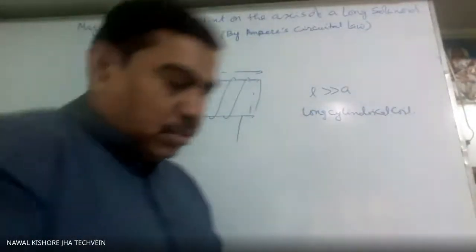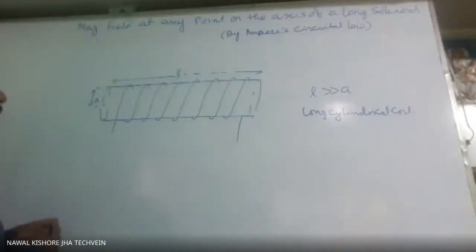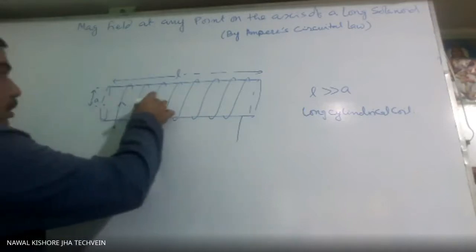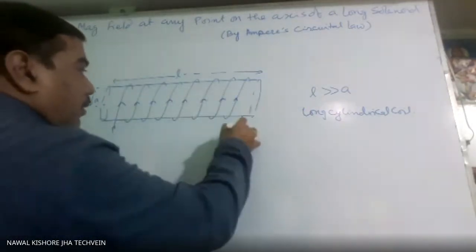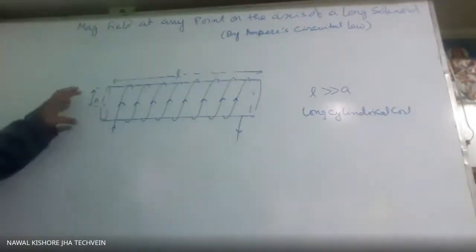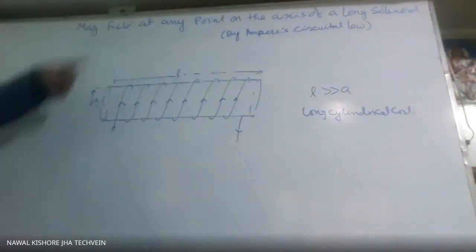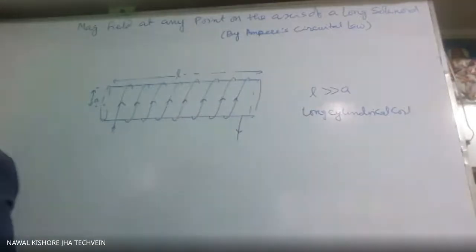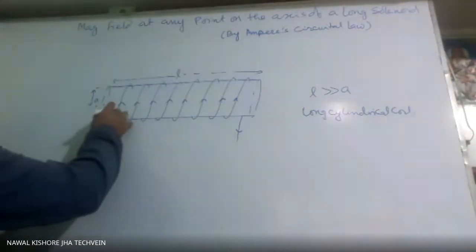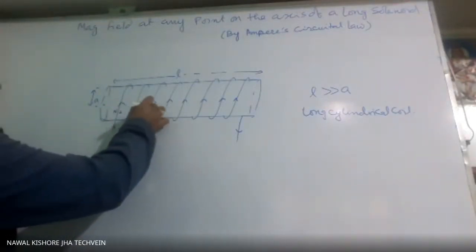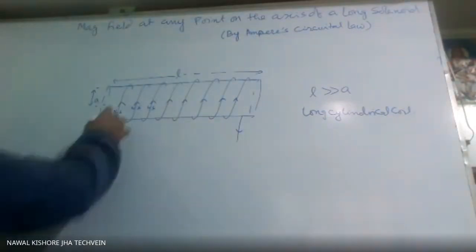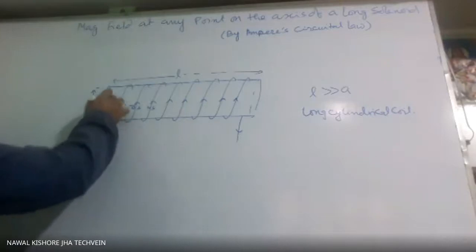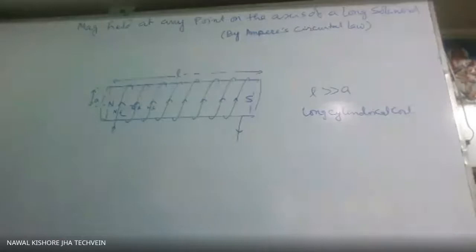In class 10 also we have seen this. If the current passes this way, what will be the magnetic field? From this side, the current is anti-clockwise; from the other side, current is clockwise. So for each loop, this face is the north pole and this face is the south pole. The adjacent south and north poles neutralize, so finally we get a north pole at one end and a south pole at the other. So this solenoid behaves as a bar magnet.